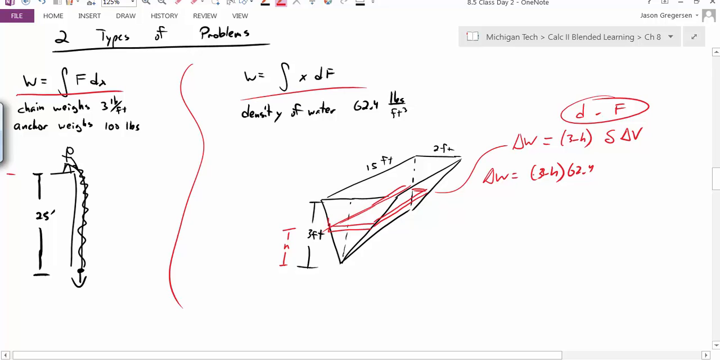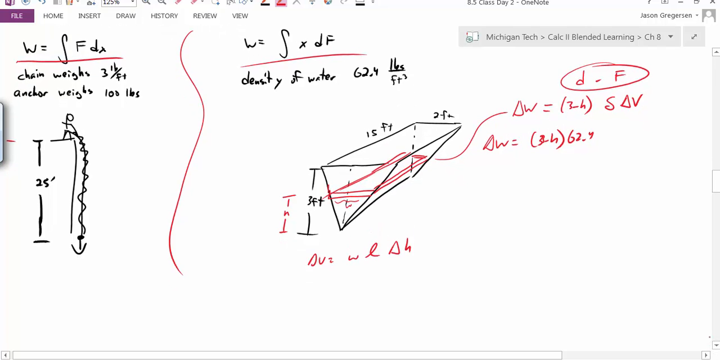pounds per cubic foot. Now what is delta V? Well, it's going to be this distance, the width, times the length times the thickness, which in this case is delta H. What's my length? That one's just 15.